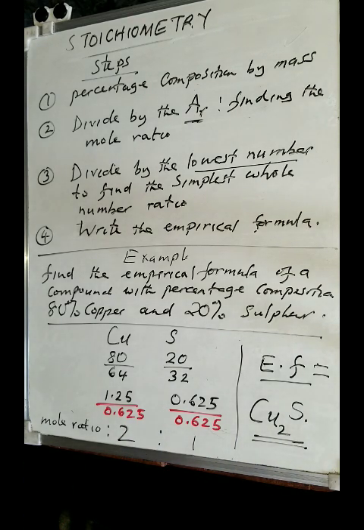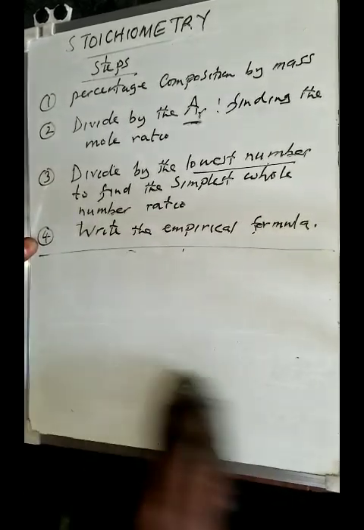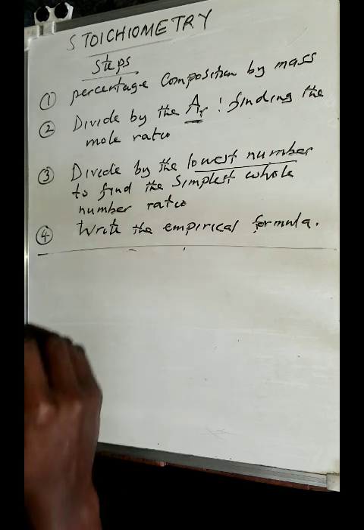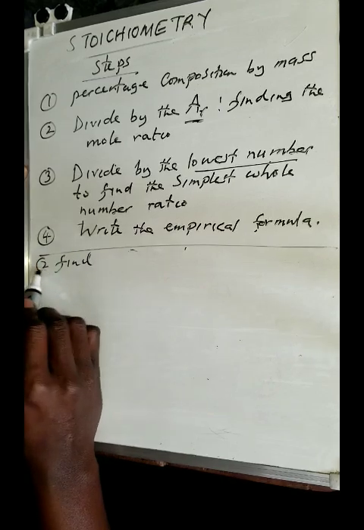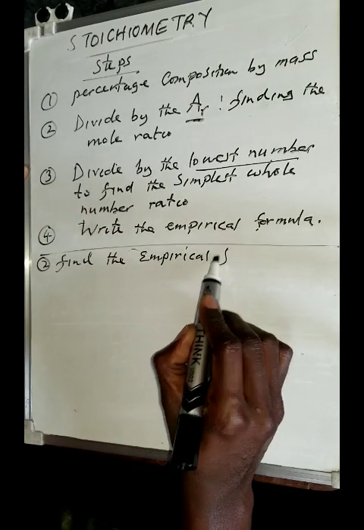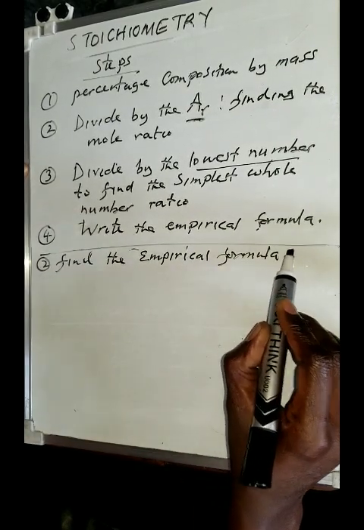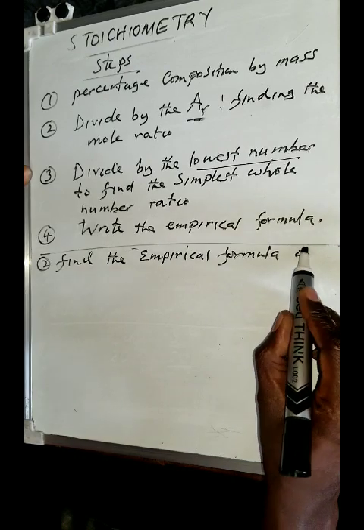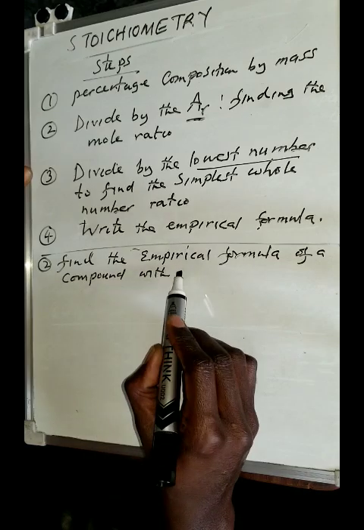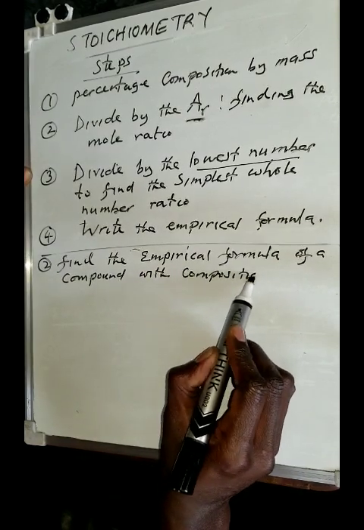Let me show you another one that you can actually work around with. I'm going to use an example of the formula that we did look at. I'll give you the percentage compositions of what we did look at. That's number 2: find the empirical formula of a compound with this percentage composition.